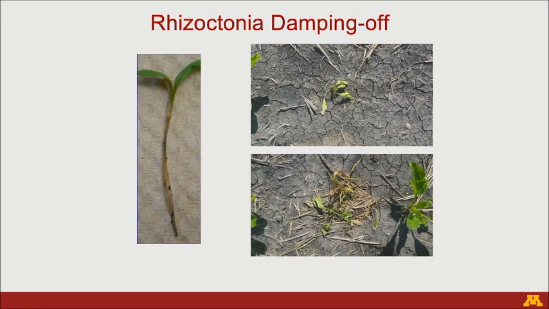Thinking about rhizoctonia, I showed this slide before. It can actually kill the seedlings before or after emergence, pre- or post-emergence damping off. Also, some of the younger plants are more susceptible to rhizoctonia compared to the older ones. So we have to be really careful with this one.